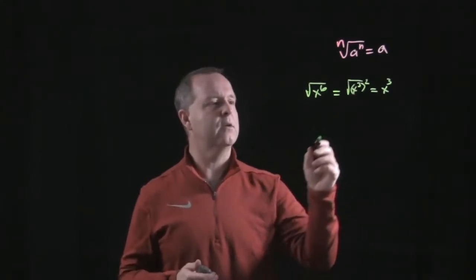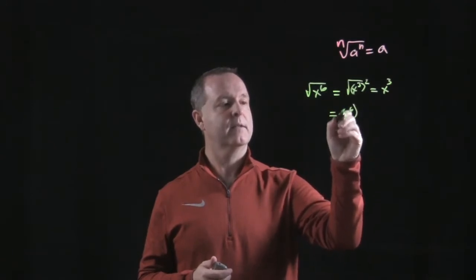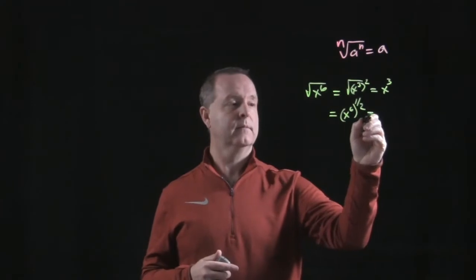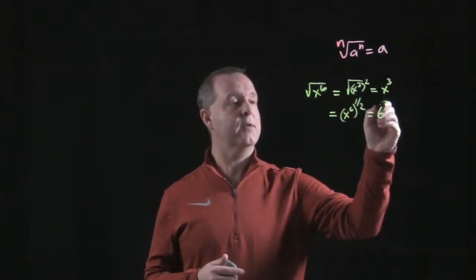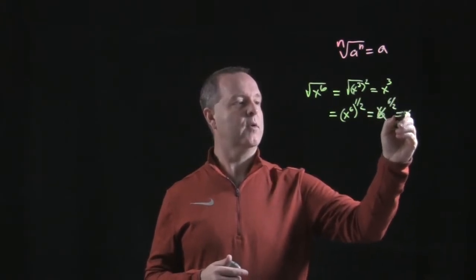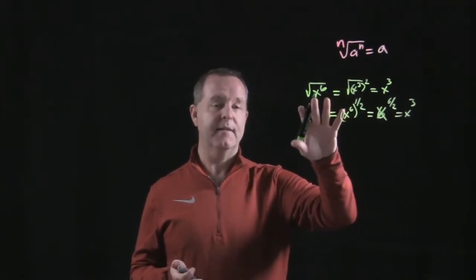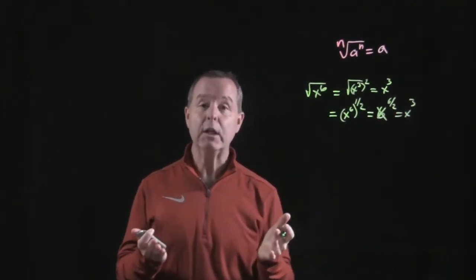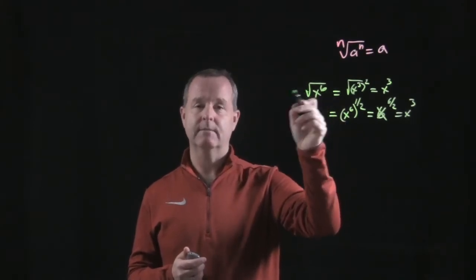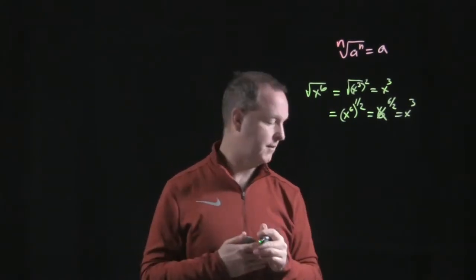Another way to look at that too, if I wanted to rewrite this as x to the 6th to the 1/2, I'm going from root world to exponent world. Working in exponent world, that becomes x to the 6 over 2, which makes it x cubed. So again, I see that this is a perfect square. And my clue is that if the 6 can be evenly divided by the index, then I know I have a perfect square or a perfect root of some type.